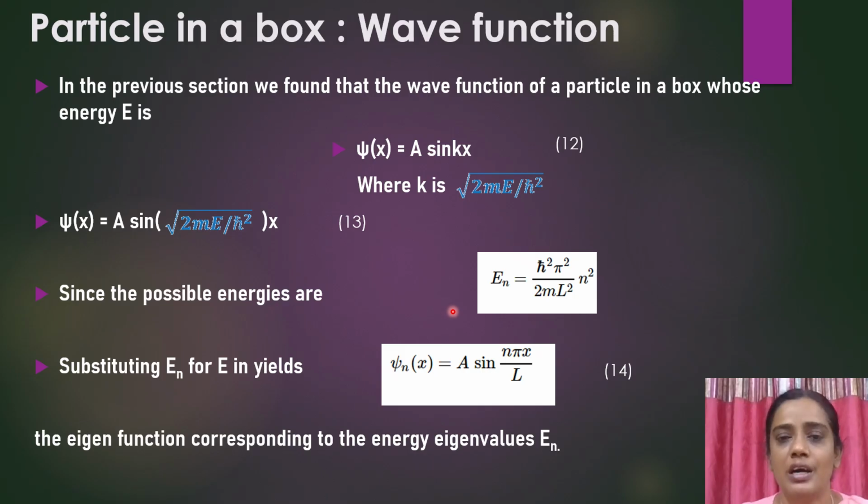As we have derived the energy value in the previous section, we know that En is equal to h cross square by 2mL squared into n square. Now, we are going to substitute those values and simplify this equation, which gives us psi of x equal to a sin n pi x by L. So, this is the eigenfunction corresponding to the energy eigenvalues En.